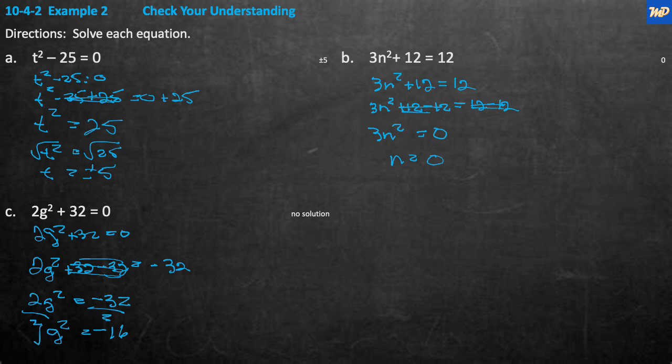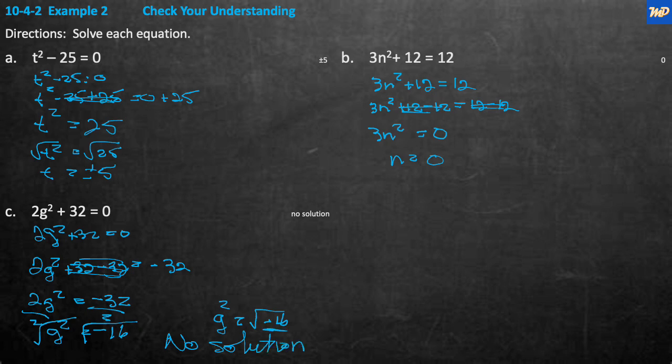And now we're trying to take the square root of g squared and of minus 16. And what do we get? We can't do it. We're stuck with the square root of negative 16. We can't take the square root of a negative number. So there is no solution.